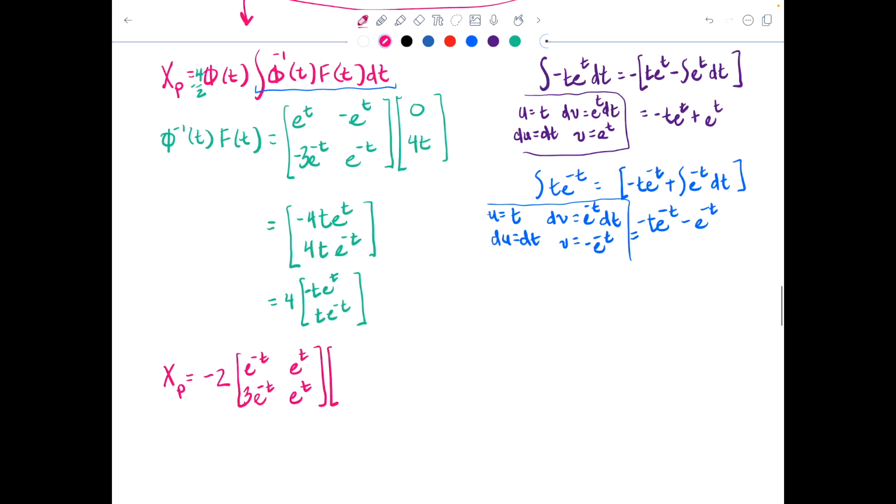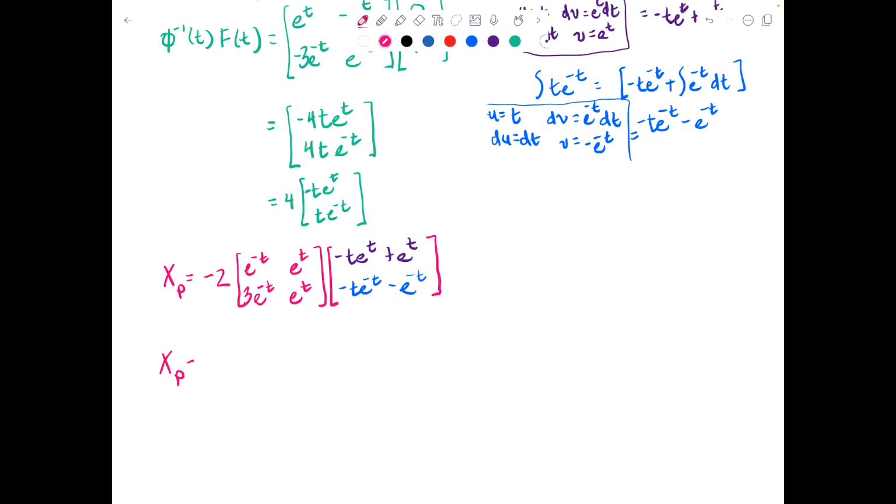So this is going to be, the first one was negative, I'll write it in the colors I did it in, I think. Negative te to the t plus e to the t. And then the second one was negative te to the negative t minus e to the negative t.